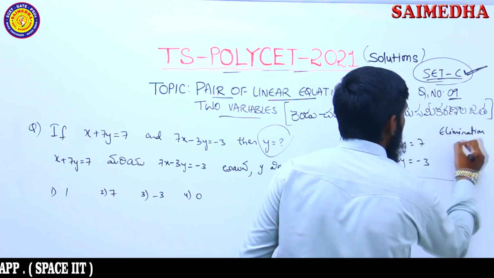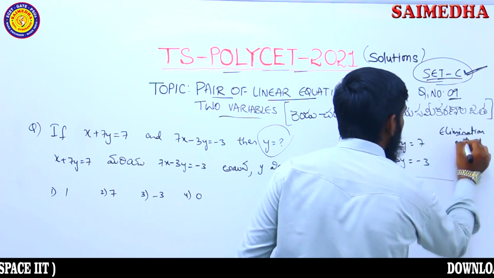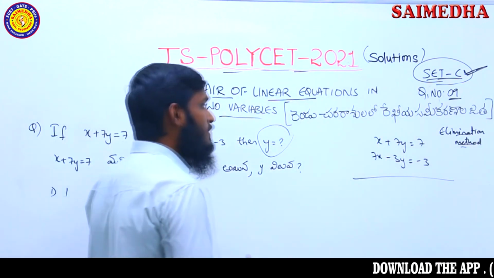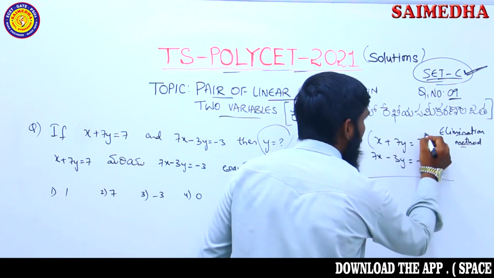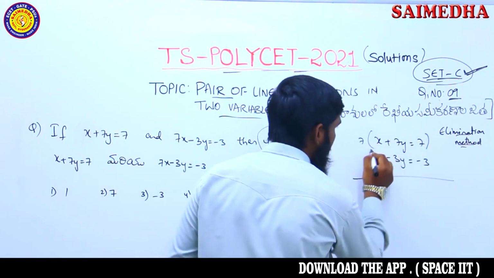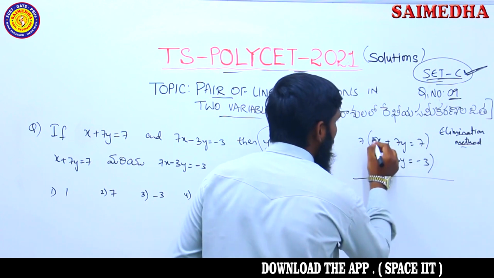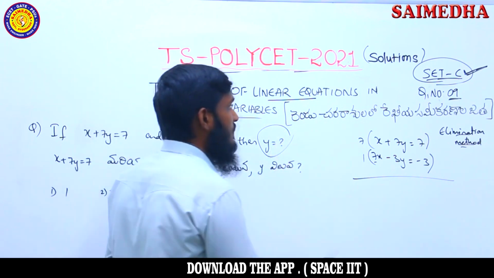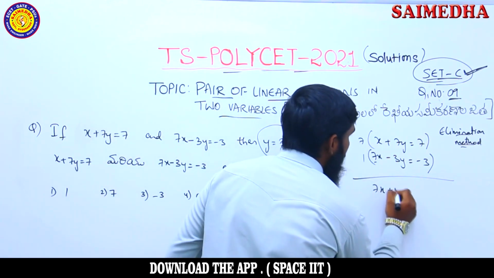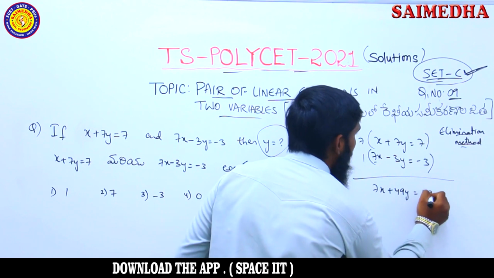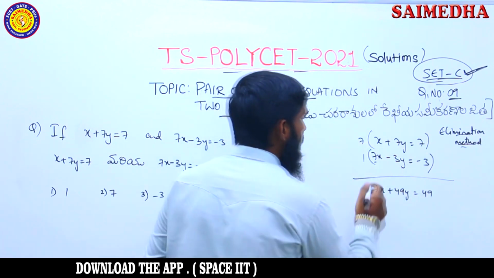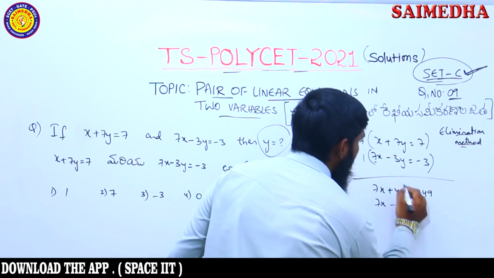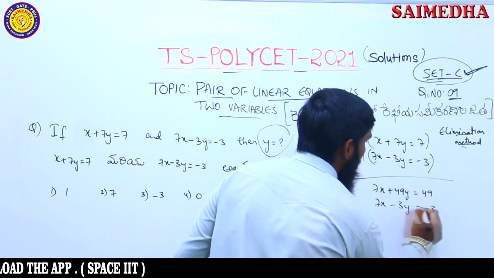If you are using the elimination method, you can see that we cannot eliminate any one of the variables. So what else we can do? We have to multiply equation number 1 with the number 7 and equation number 2 with the number 1. When we are multiplying these equations, we will get 7x plus 49y is equals to 49, and the other equation will be 7x minus 3y equals to minus 3.